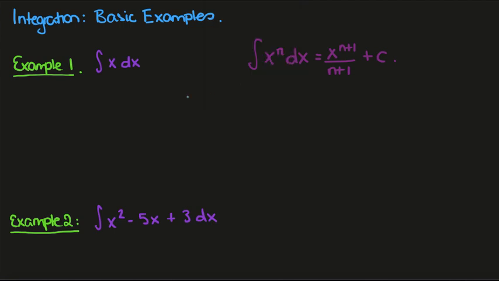So let's have a go at this one. So in this case, n is equal to 1. So this formula says that the integral of x is x squared divided by 2 plus an arbitrary constant c.